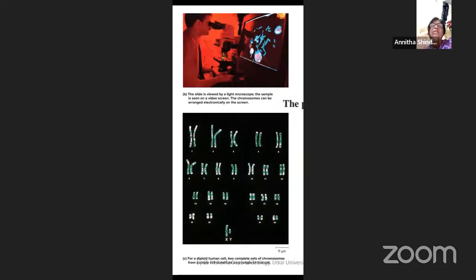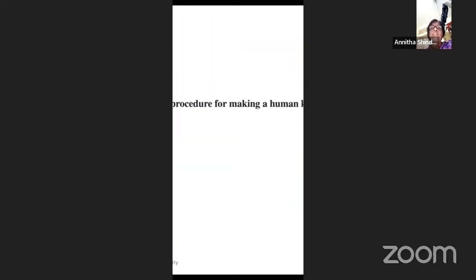Once you prepare the cells, you have to visualize them under the microscope. After visualizing, you all know that they are not properly arranged. Take the photograph. After taking the photograph, cut the individual chromosomes, take another paper and paste them on it in an orderly manner, according to their size and according to their shape. So that is how you have to do it. So this is the procedure for making a human karyotype.